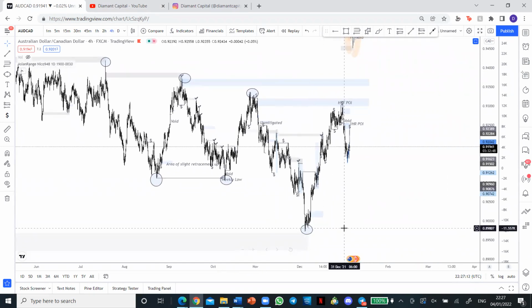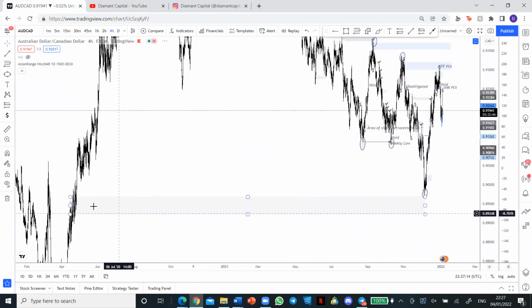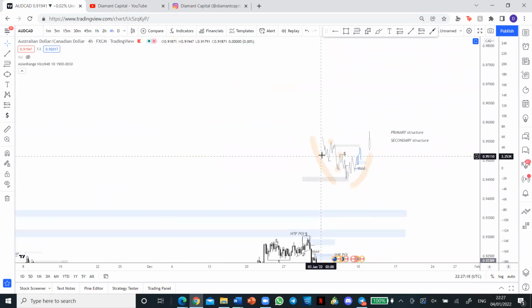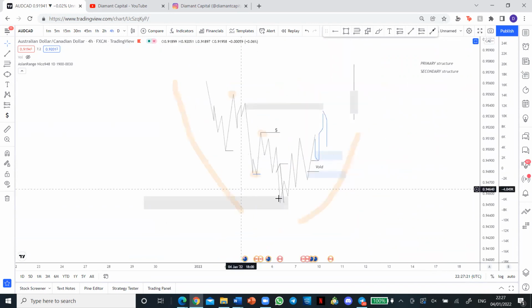this low right here, reacted off a higher time frame point of interest here. That one is on the daily order block. If you look back on the charts, see what I just said right here. Look, now we're having a play on this liquidity over here of this primary high.